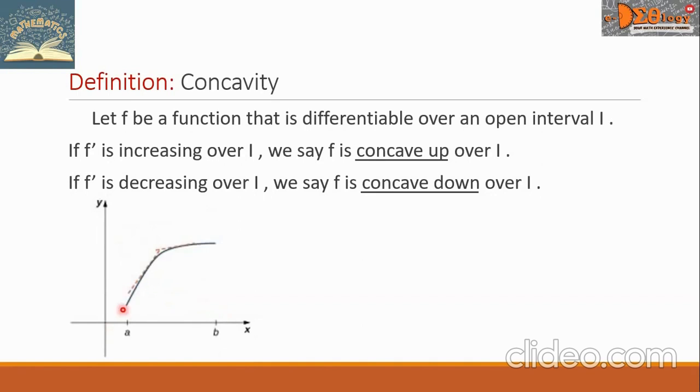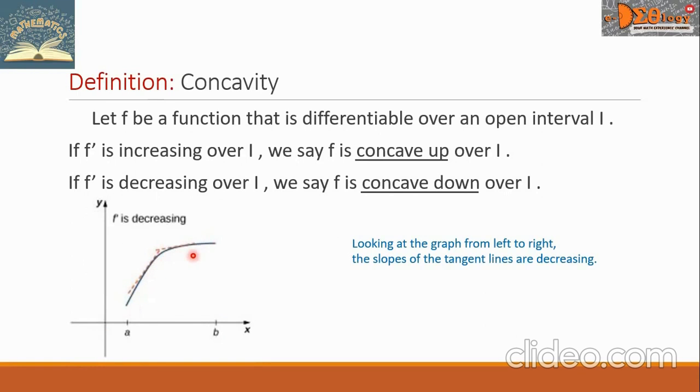Third example is this graph over the interval from A to B. In here, we have two tangent lines. This is the first. Here is the second. Looking at the graph from left to right, the slopes of the tangent lines are decreasing.